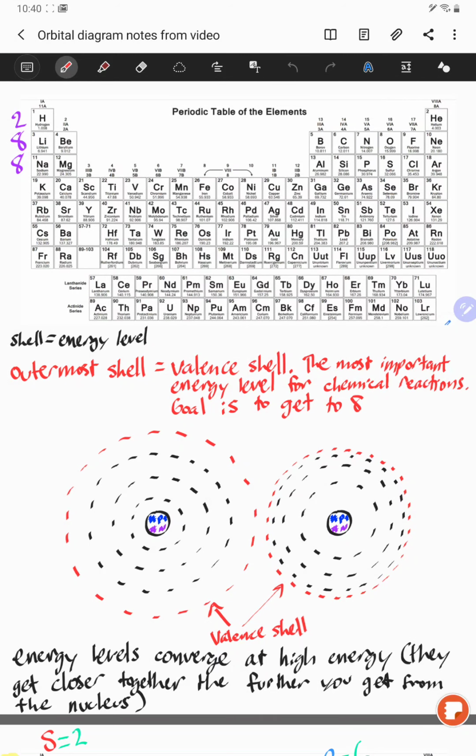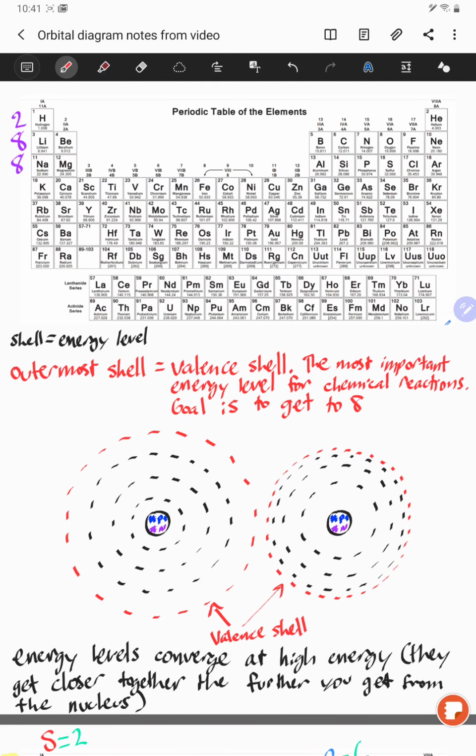Last class, we reviewed a little bit about Bohr models, and we introduced the topic of orbital diagrams, which we said are just another way to represent an atom by specifically looking at the number of electrons. And we introduced this topic of a valence shell, or the place where valence electrons reside. And we talked about how there's this trend in the periodic table that the further you go down the periodic table, the more energy levels exist in an atom.